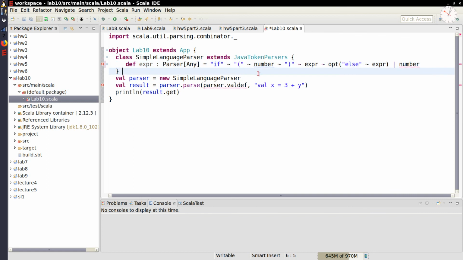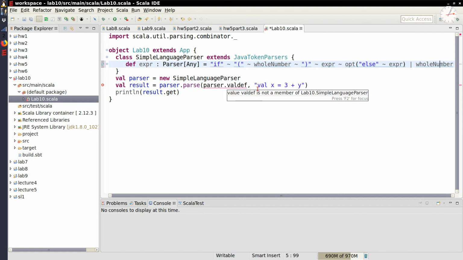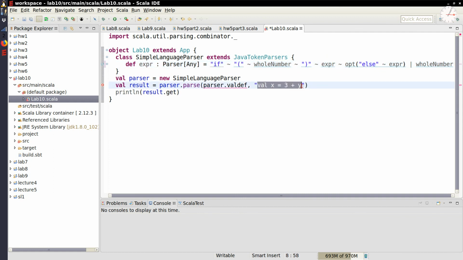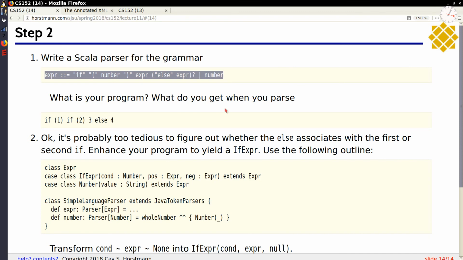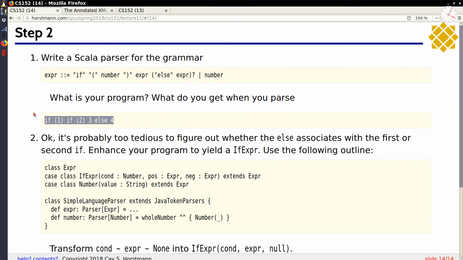Okay. Now again, another complaint about number, not found value number. And the reason is that in Java token parsers, this thing is called whole number. And then we have whole number. Okay, then I get a complaint here about this thing. Oh, I'm not even supposed to parse a val, right? I'm supposed to parse this string here.